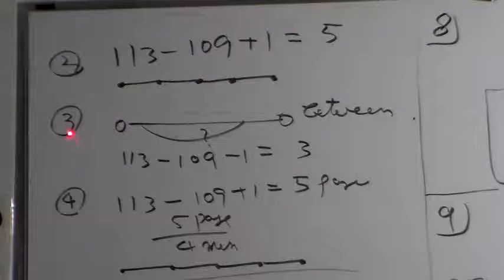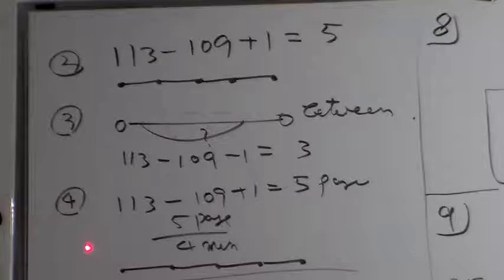Okay, example 3: the question is between them, between this, so excluding this. Example 2 is including this one and this one, that's why you have to plus 1. And excluding both ends means you have to do minus 1 again. So 113 minus 109 minus 1 is 3. 3 people between this.